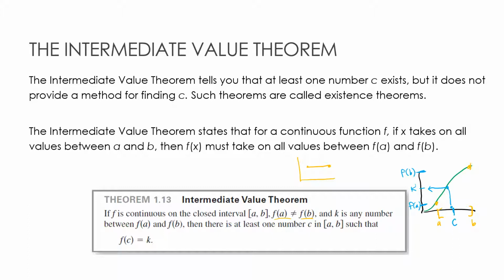It's kind of a silly little theorem, but essentially what it says is, hey, because it's continuous, we know that there has to be something in between those two values. There has to be something in between that will help it take on the function values in between f of a and f of b.